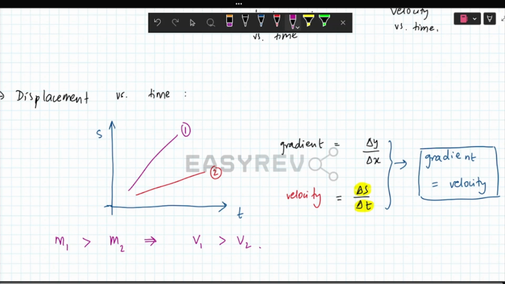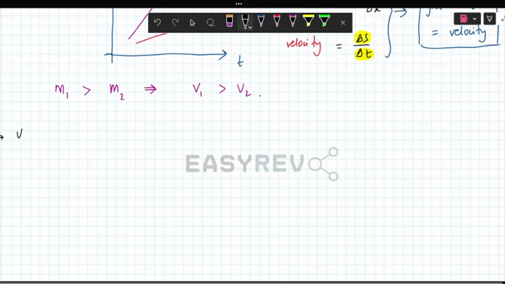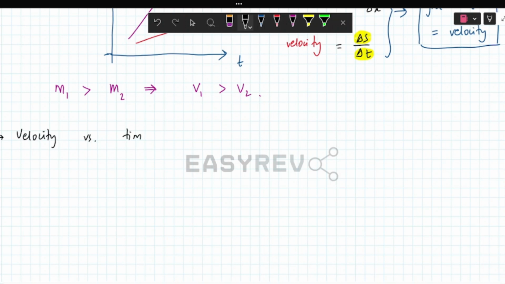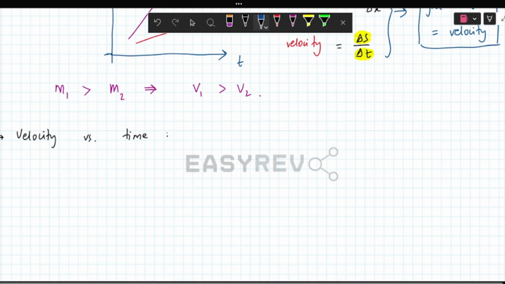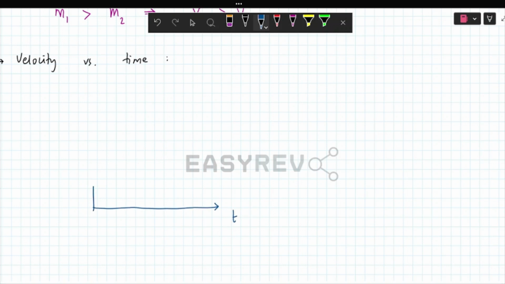Now let's see what important features we have for a velocity versus time graph. Here it's easy to guess what kind of graph this would be. Here you would have time on the x-axis, as usual, represented with t, and then on the y-axis you would have v, velocity. Now let's see over here, what does the gradient represent?